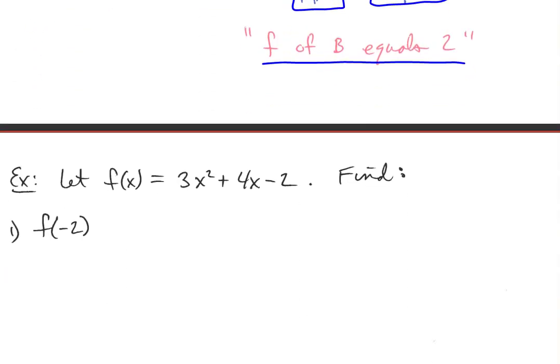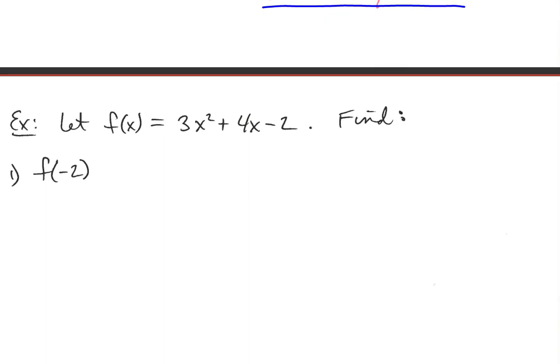Let's try now to work with an example along with this notation. This one says we're going to let f of x, so that's a way you can usually denote a function, f of x, that's the function notation, equals, now we're defining it as 3x squared plus 4x minus 2. And then we want to find the following. We want to find firstly f of negative 2.